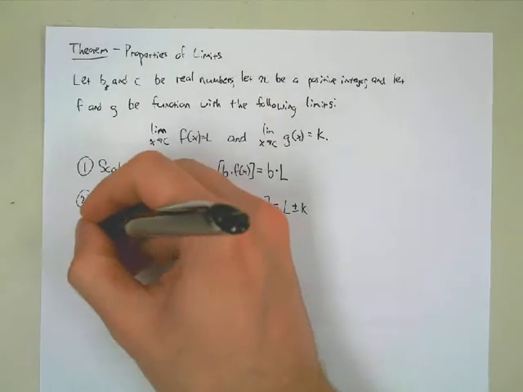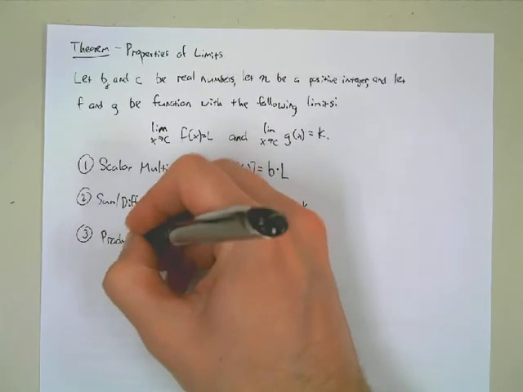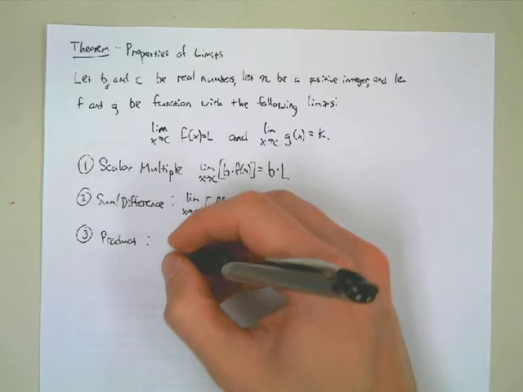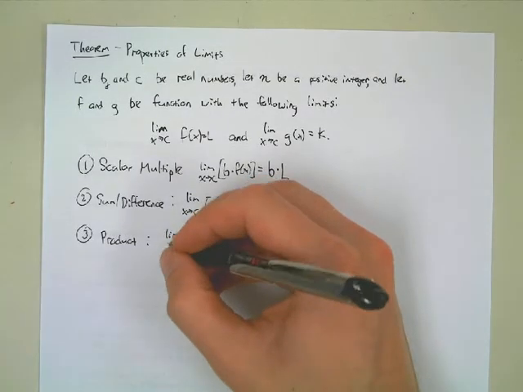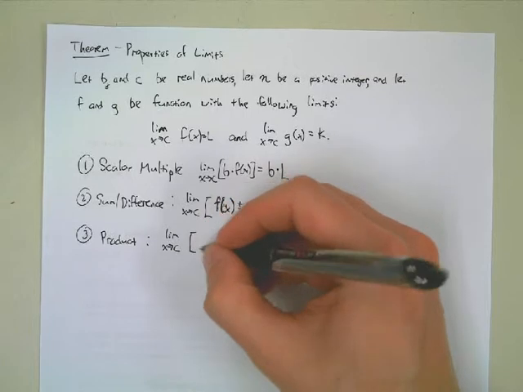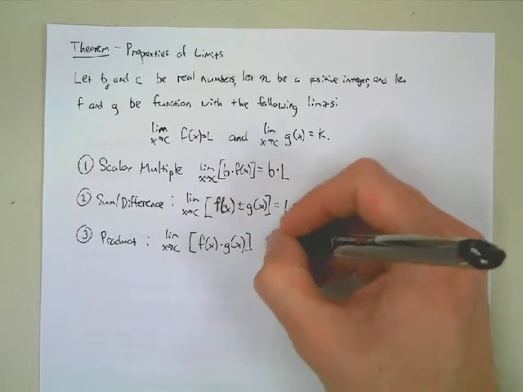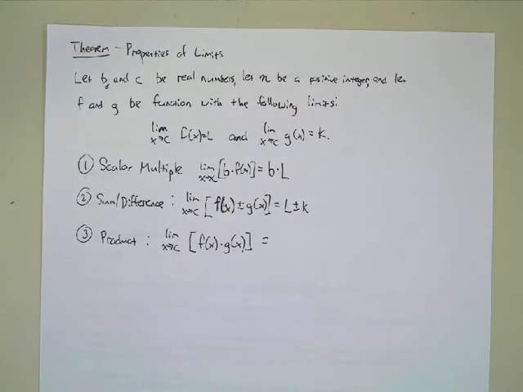Okay? Product. Same is true for a product. You can break a limit up over the product. So if you have the limit as x approaches c of f of x times g of x, what can we say that equals then? L times k, exactly right. L times k, okay?